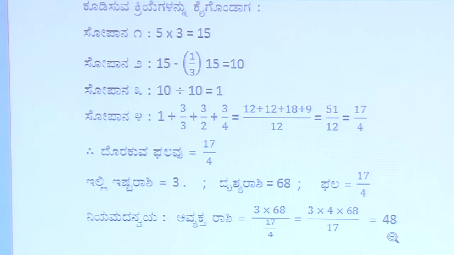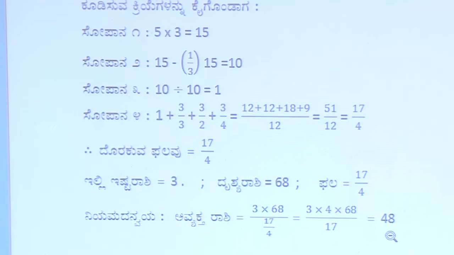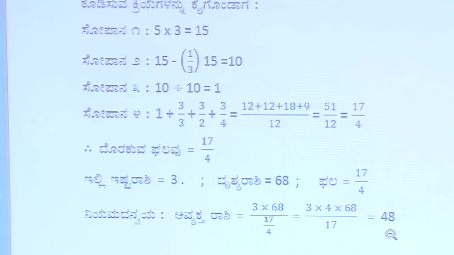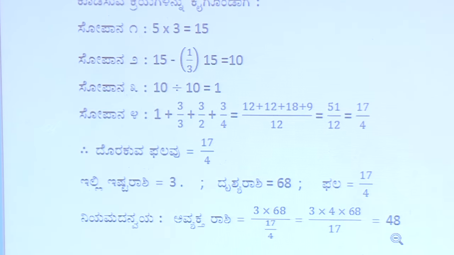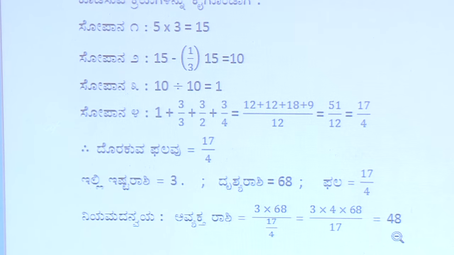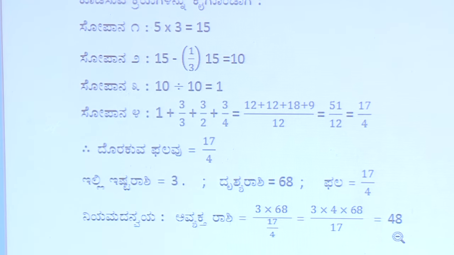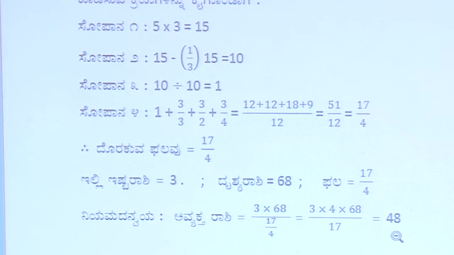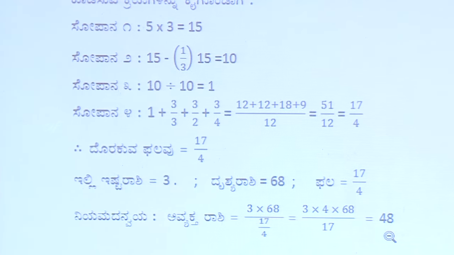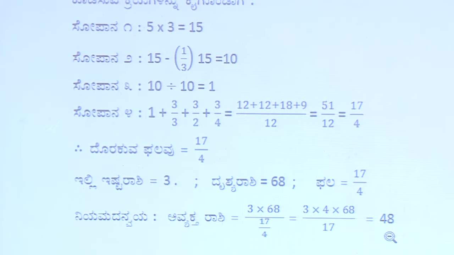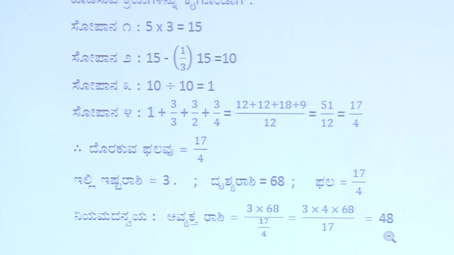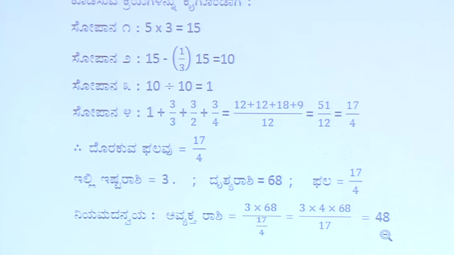Assume any number, perform the operations in the order as stated in the problem, then you will obtain some result. We have to find out the unknown number. To find out the unknown number, the assumed number is to be multiplied by the given number and it should be divided by the obtained number or the result. Any doubts? If you don't follow, you ask me. I will explain again.